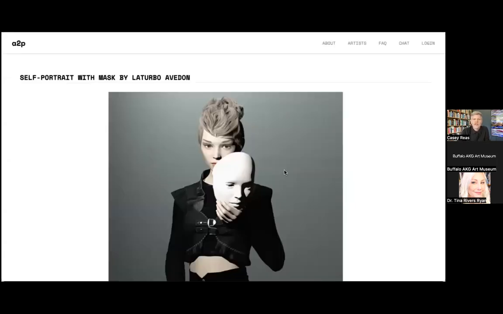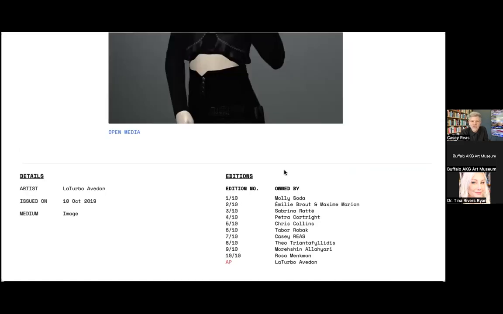And so we had things like, for example, the Turbo's Self-Portrait with Mask. That was Turbo's uploaded digital file. It was an image file. And then here you can see what other artists were able to collect that work through savvy trading. So you can see Molly Soda has a copy, Sabrina Rate, Petra Courtwright, Tabor Roback, myself, Theo, Morrison, Rosa. I think that's a really exciting list.